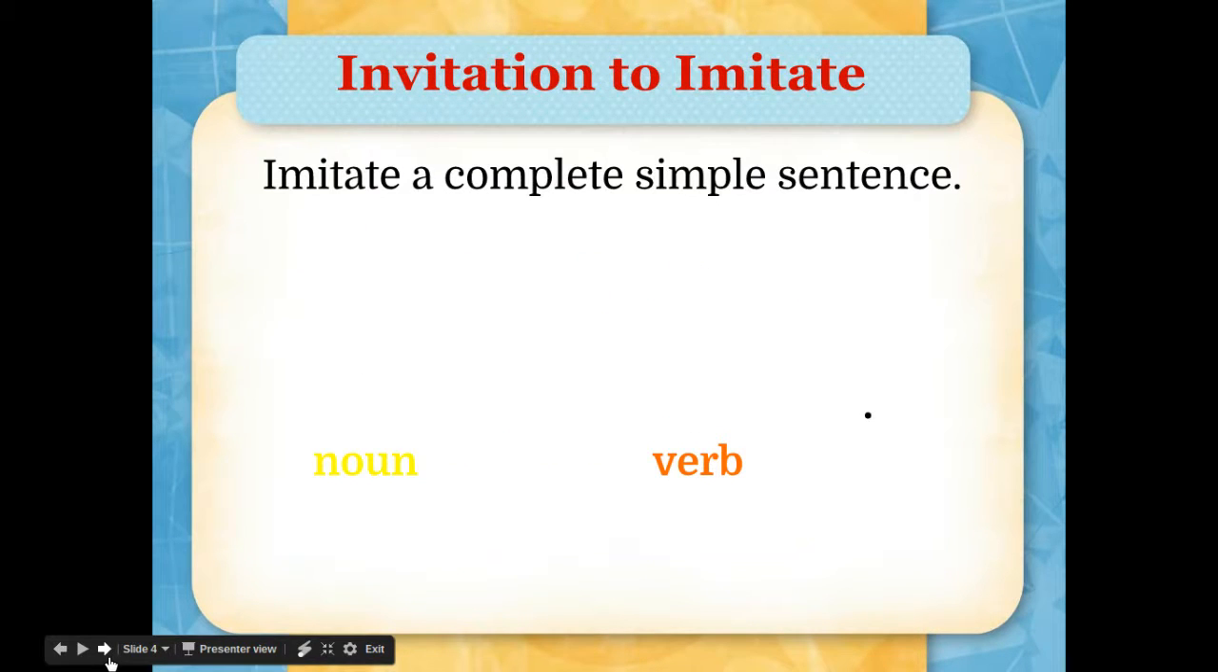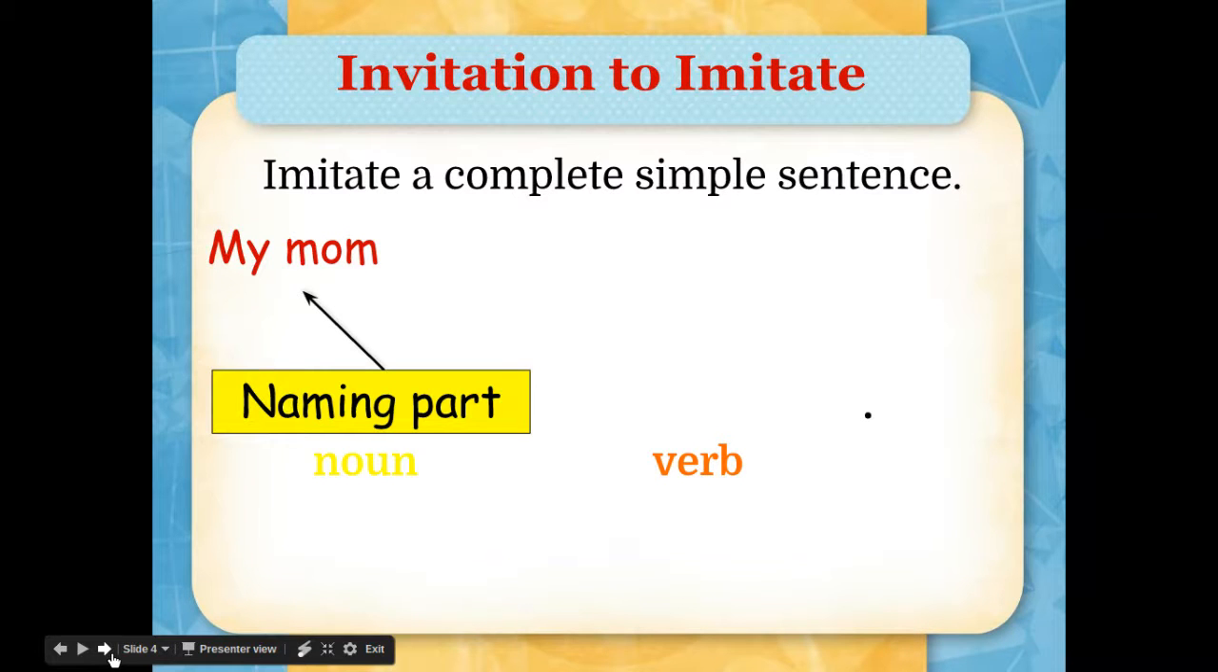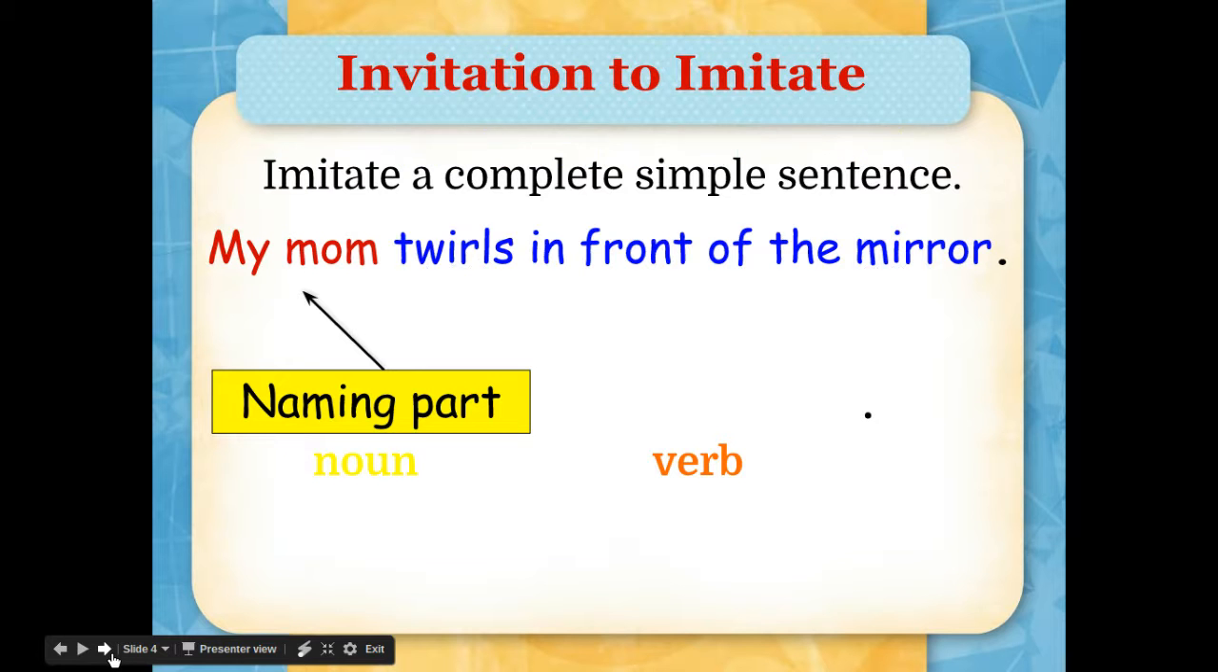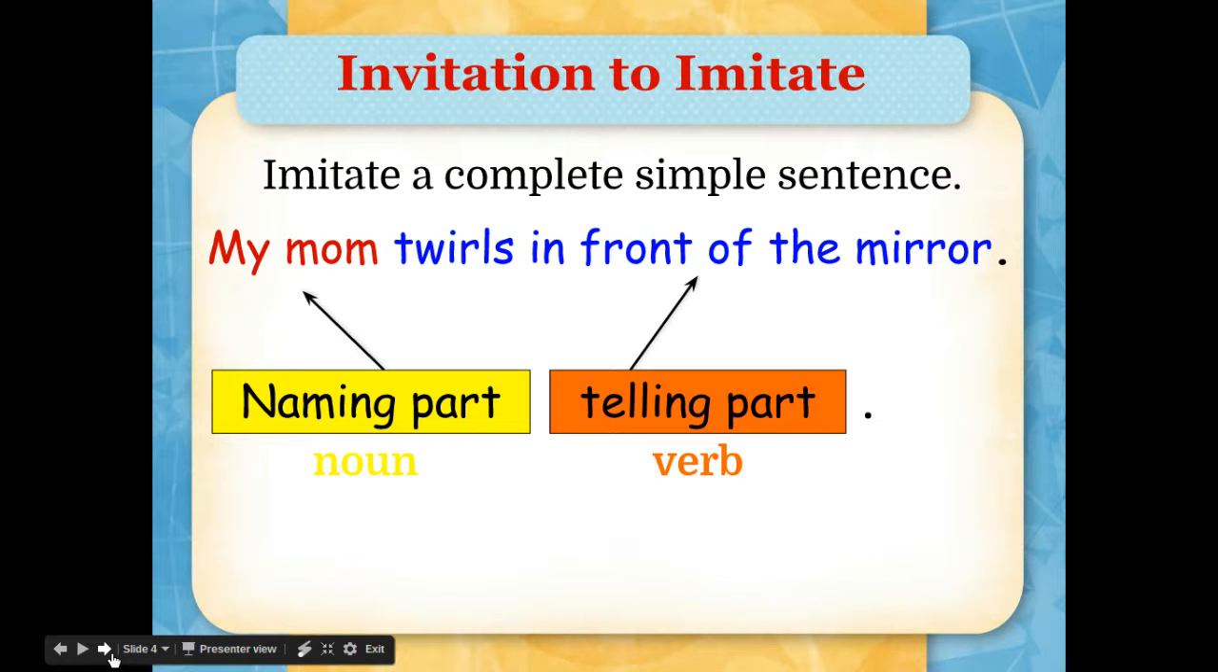All right, imitate a complete simple sentence. My mom is the naming part. Twirls in front of the mirror is the telling part. I want you to pause this, get out your grammar notebook, go to a clean page, and write a sentence down like my mom twirls in front of the mirror. It could be Mrs. Wandling teaches fourth grade. Let's take a minute and write at least one sentence down like that in your notebook.